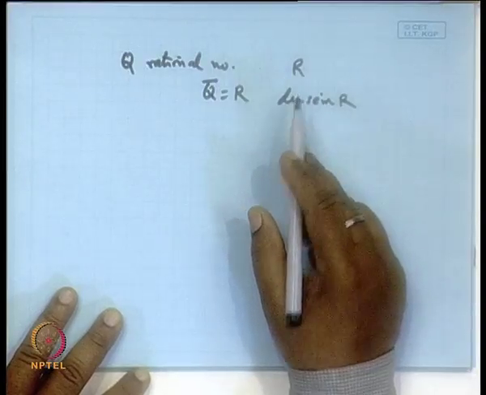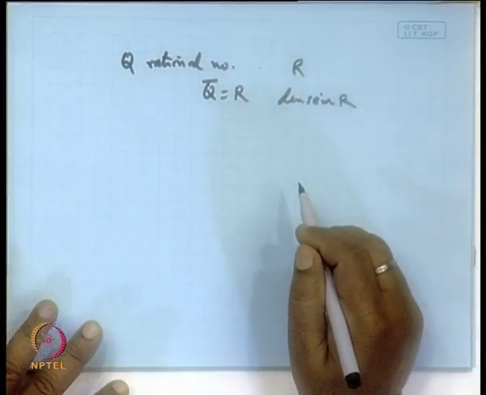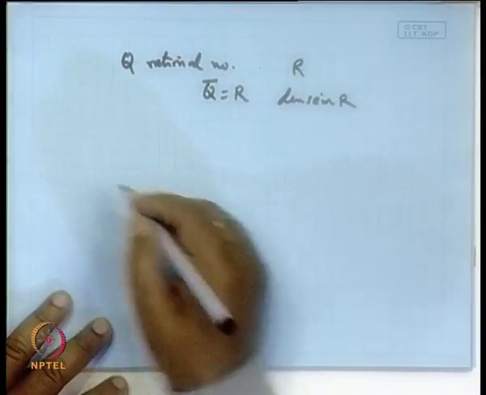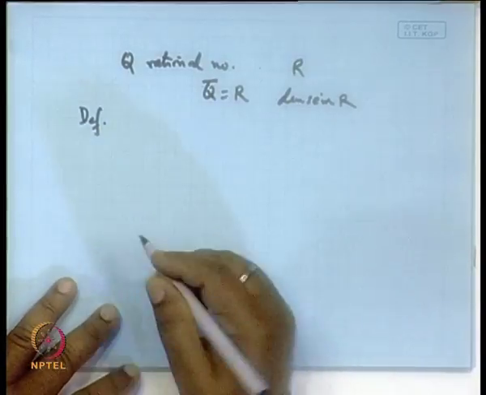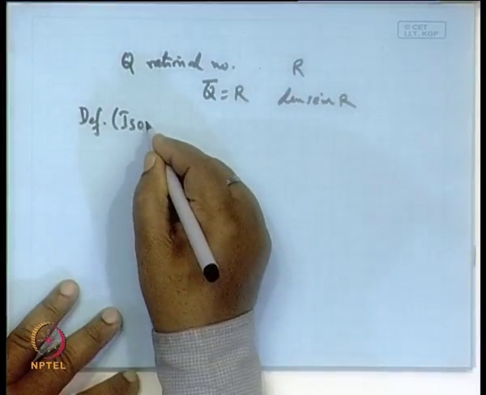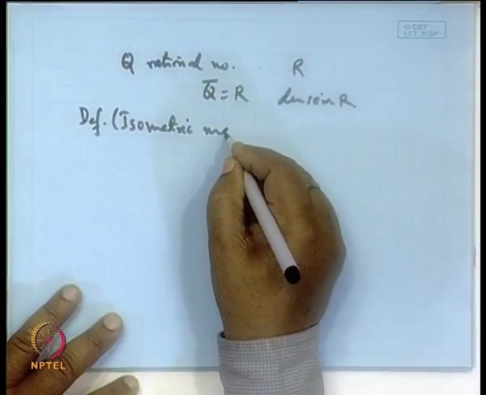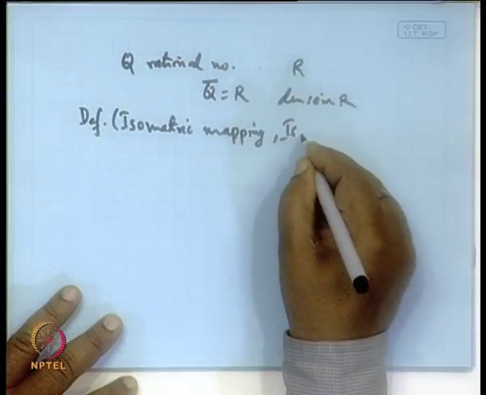So, this suggests a way to convert an incomplete metric space to a complete metric space, and this requires the definition or the concept of isometric mappings. So, before going to the result for completion, we will see how to define isometric mappings and isometric spaces.